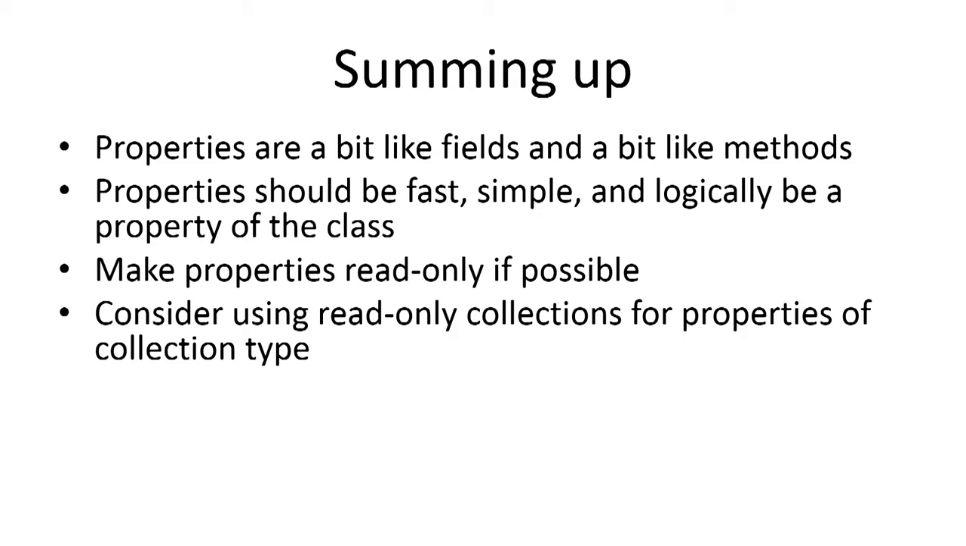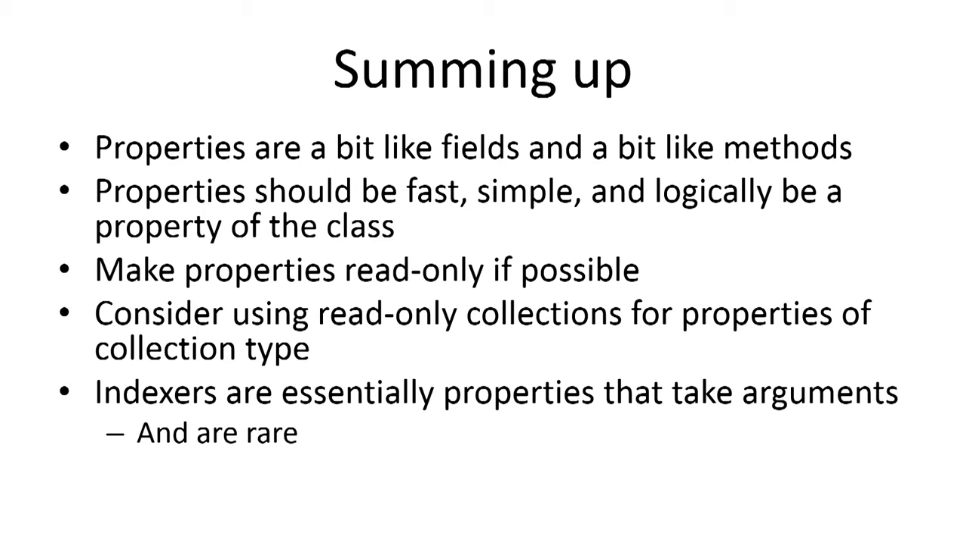Consider using read-only collections for properties of collection type. Another technique that we could have done would be to use an immutable collection. And in a future video, we'll look at some techniques for doing that with properties instead of using the read-only collection wrapper. And we've seen that indexers are essentially properties that take arguments in square brackets instead of round brackets, and that indexers are rare. So it's unlikely that you'll need to write your own indexer anytime soon.